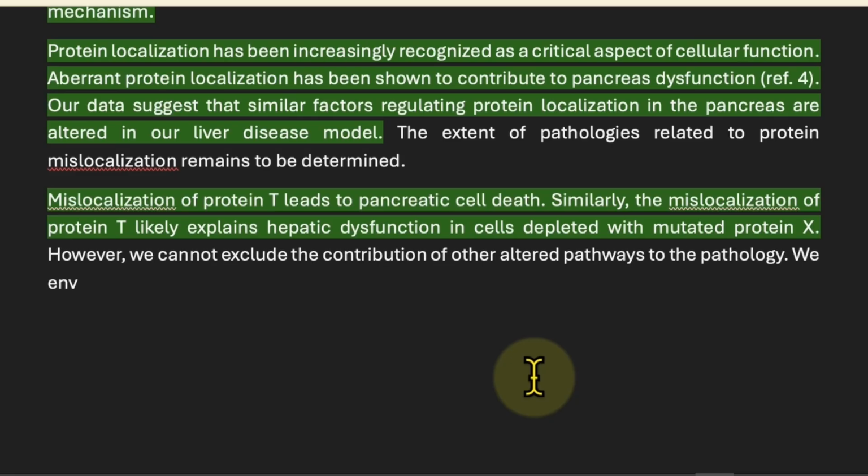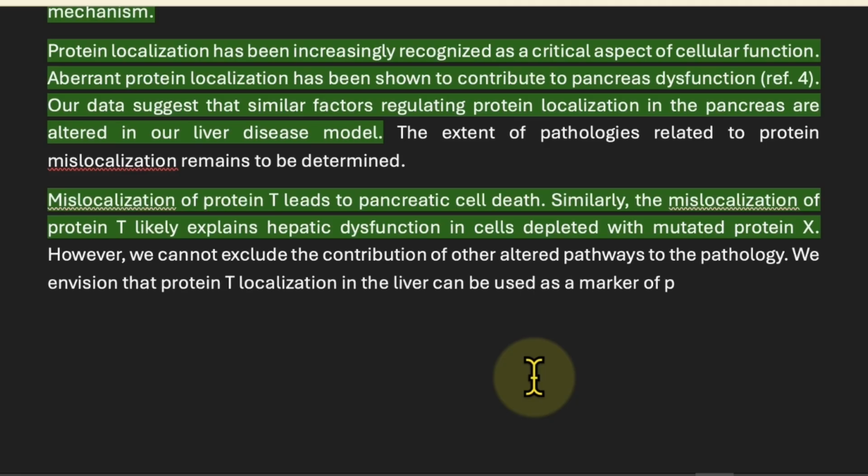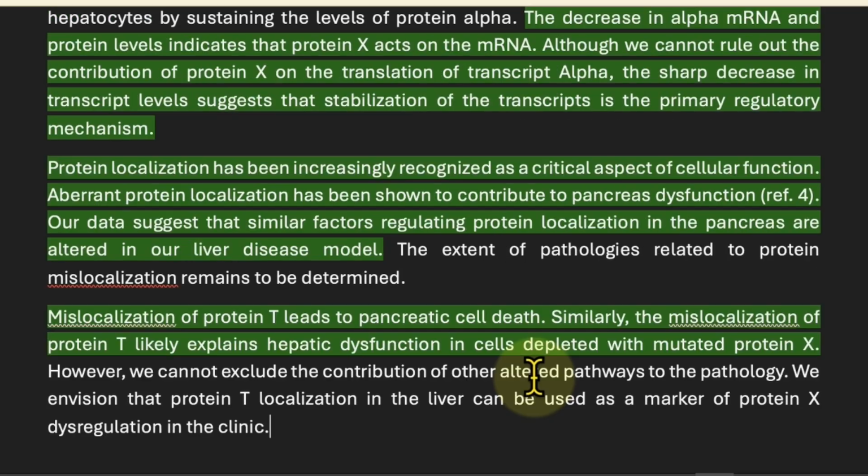So we say we envision that protein T localization in the liver can be used as a marker of protein dysregulation in the clinic. So here we can also say, okay, how can we expand the results of our study beyond our specific field? So once you have the figure, results, intro, and discussion, you can move to the rest.